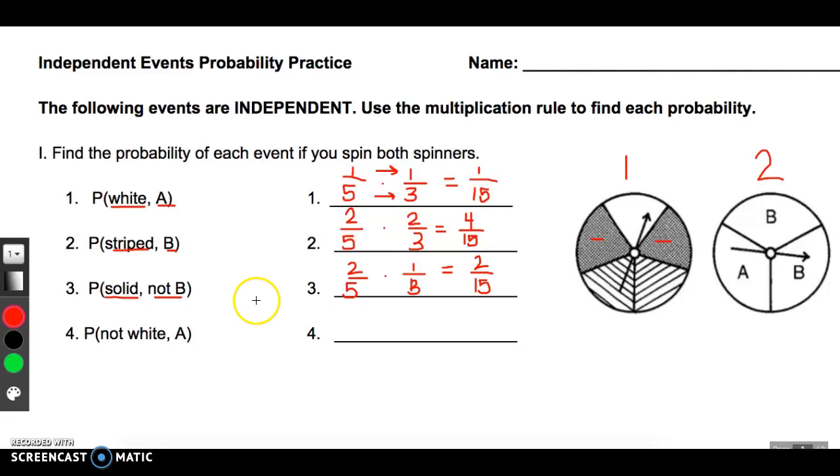So I'm going to ask you to pause the video here, see if you can do number 4, and then unpause and see if you and I got the same answer.